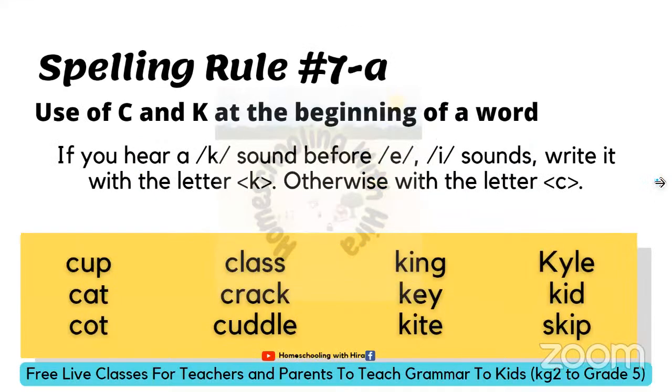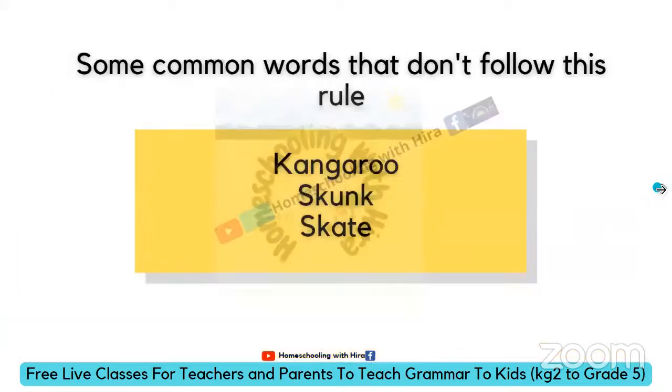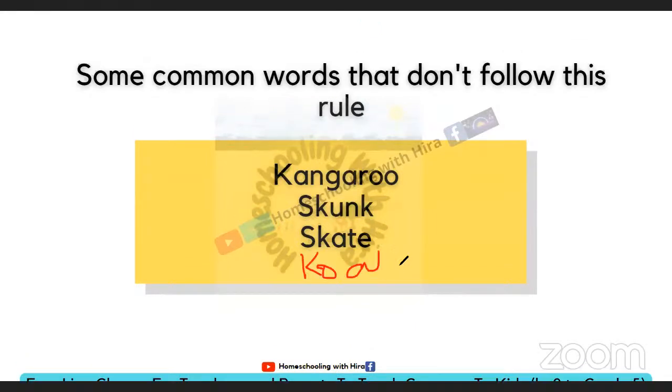Moving forward, CK at the beginning, I have told you this already, right? Some exceptions to the CK rule at the beginning: kangaroo, skunk, skate, and there is another animal, koala. Koala, K-A-L-A. Remember, English spelling rules are not for English names.